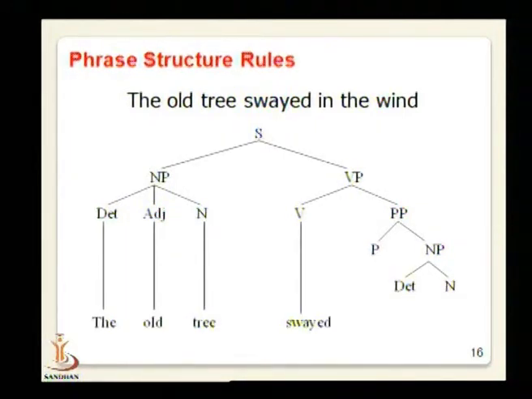The old tree swayed in the wind. Look at this. In this sentence, S, there are two phrases, one noun phrase and one verb phrase. What is there in the noun phrase? There is one determiner, one adjective and one noun. The is determiner, old is adjective and tree is noun.